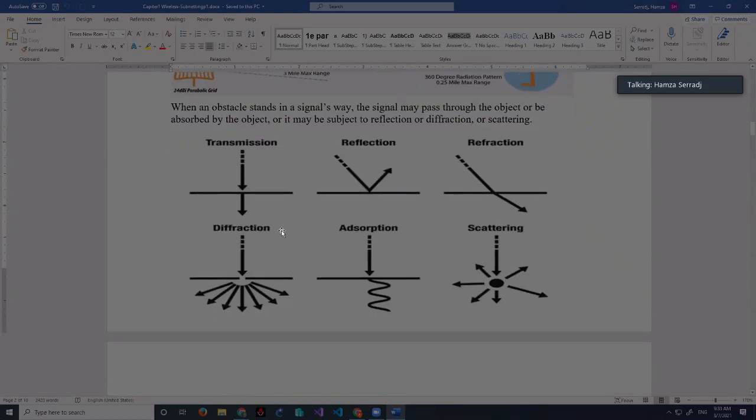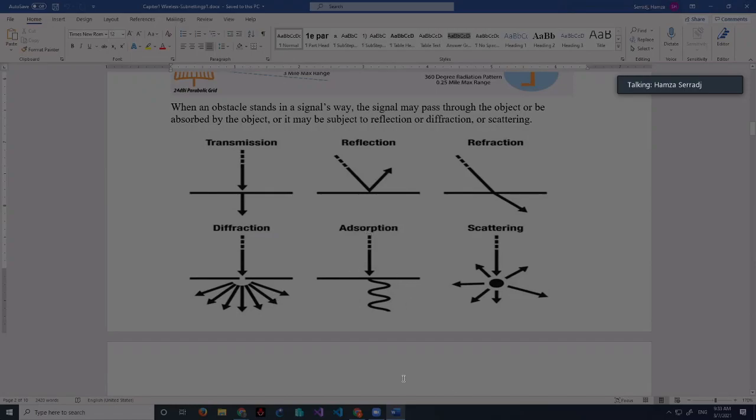We have diffraction. Diffraction is, for example, when the signal meets tiny small holes and is diffracted in multiple directions, passing through that wall or whatever.